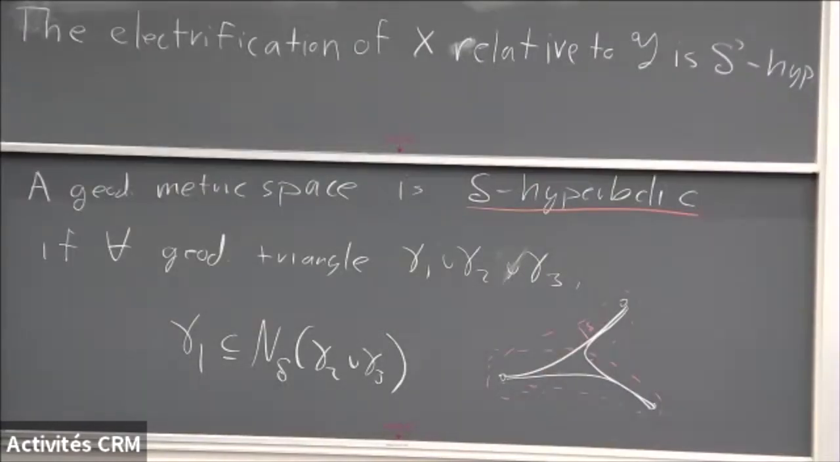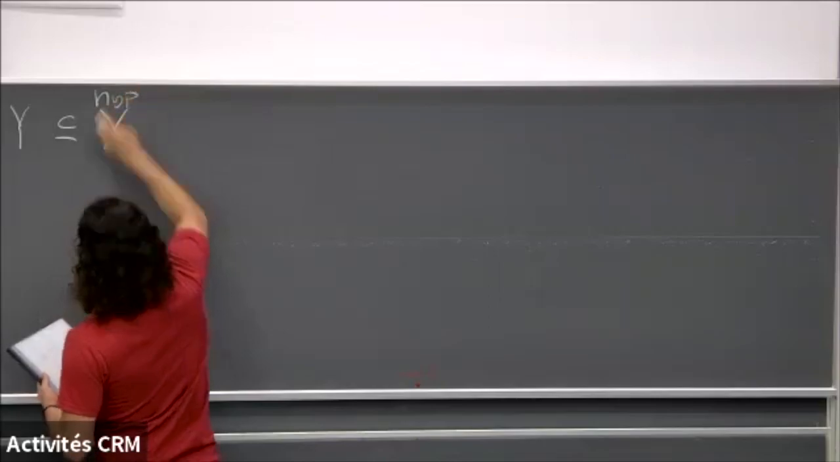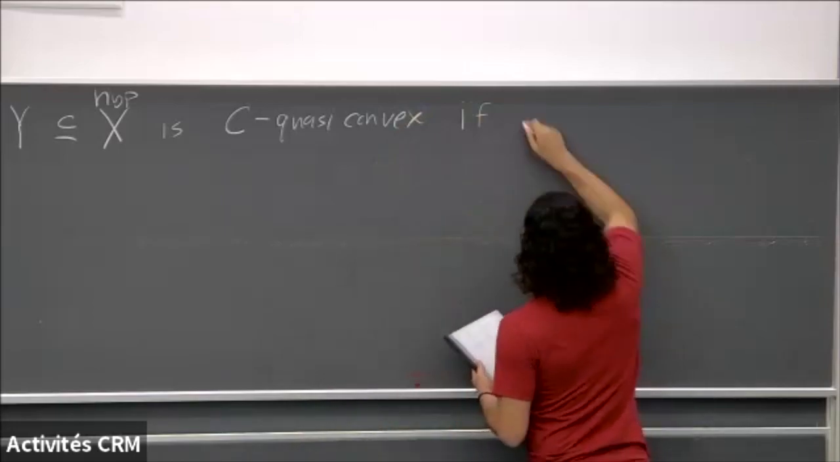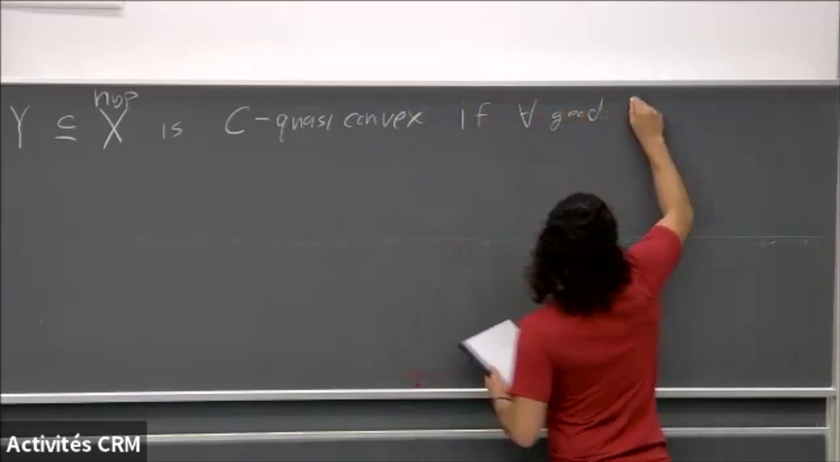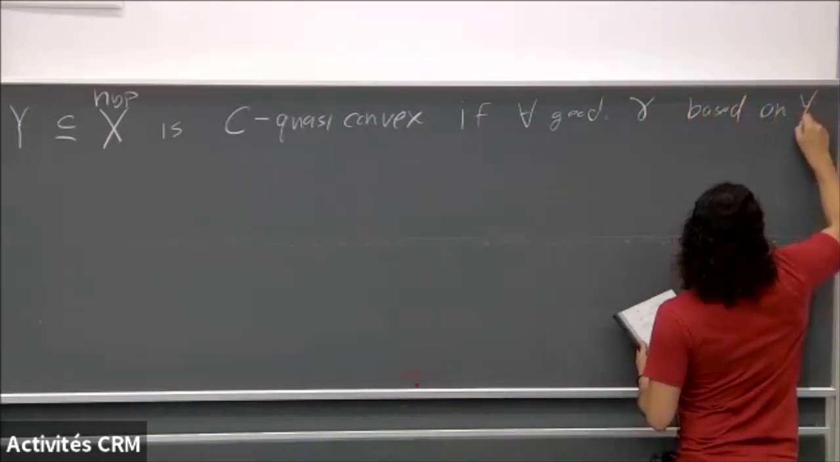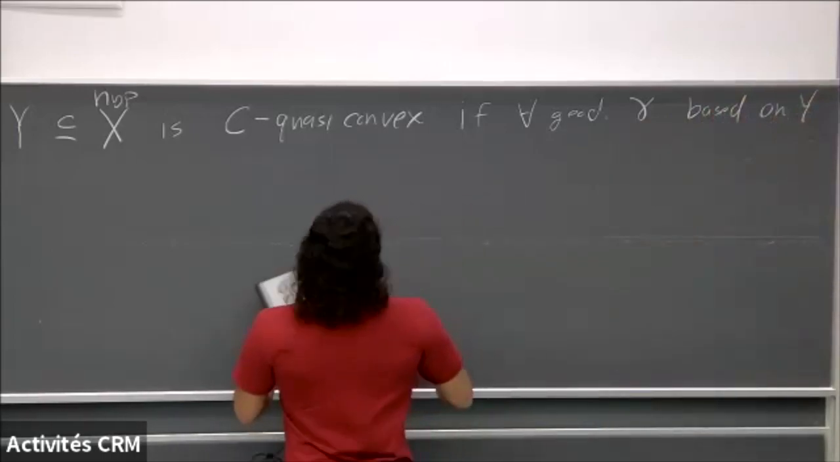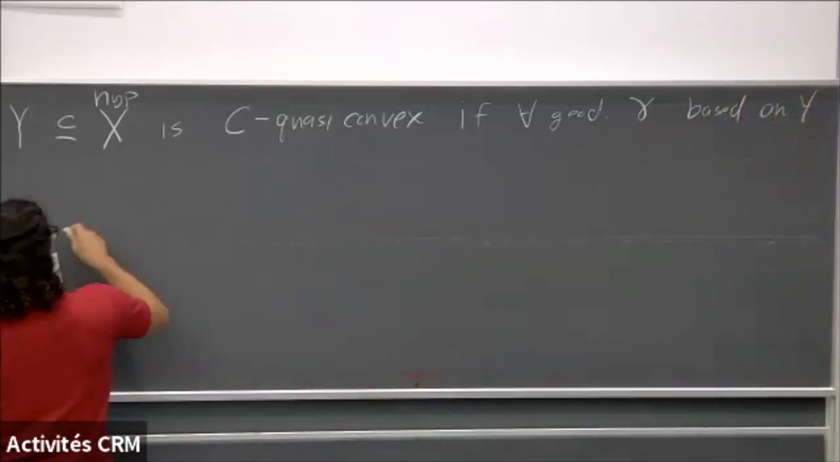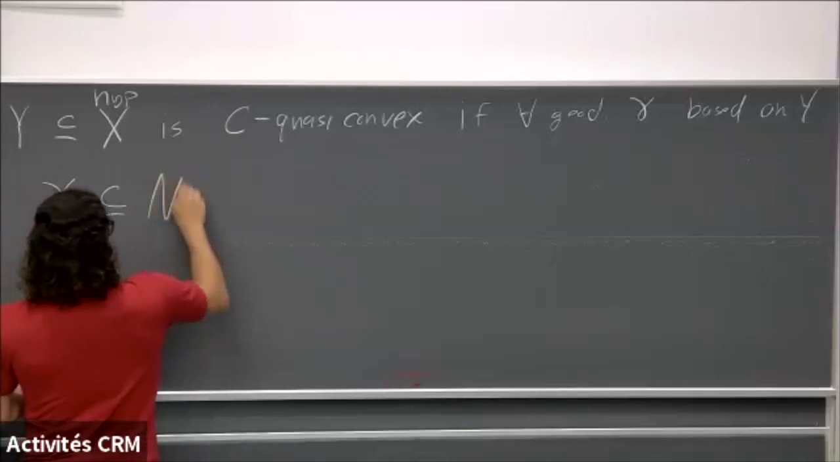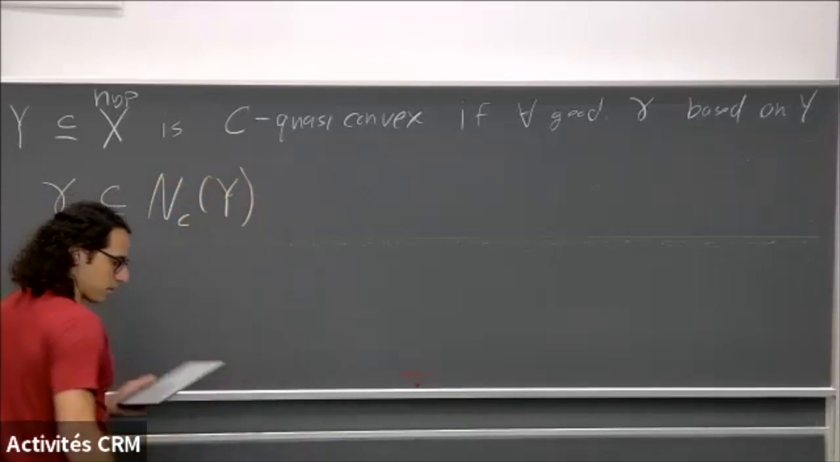This is for any metric space, but we're really going to talk about graphs, which are geodesic metric spaces by making each edge length 1. A subset Y of a hyperbolic space X is C quasi-convex if for any geodesic gamma based on Y, which just means its endpoints are on Y, that geodesic is contained in the C neighborhood of the subset.